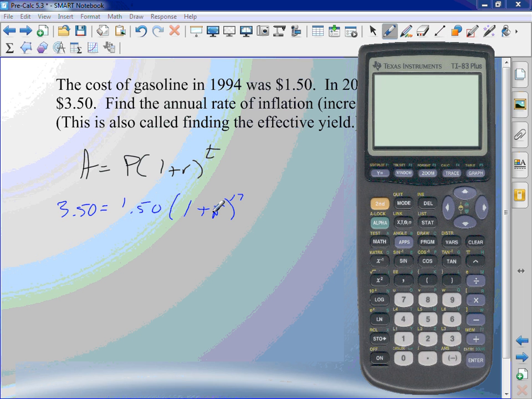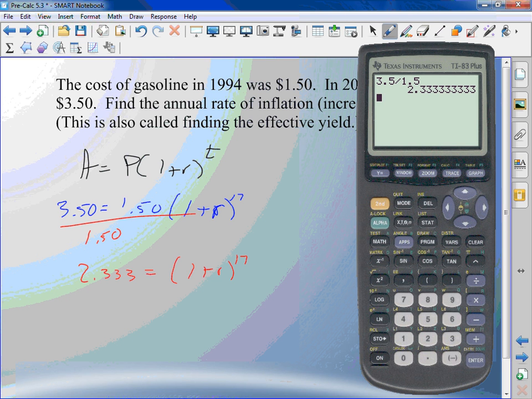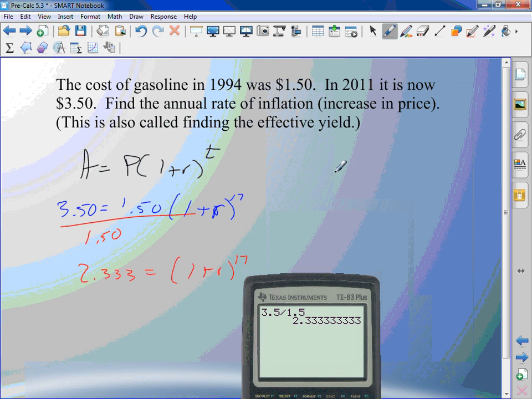What do I have to move first? The 150. Divide by 150. So I have 350 divided by 150, 2.333 equals 1 plus R to the 17. Now, how do I get rid of something to the 17th power? All right, let me get rid of the 17th. This is a little side note.